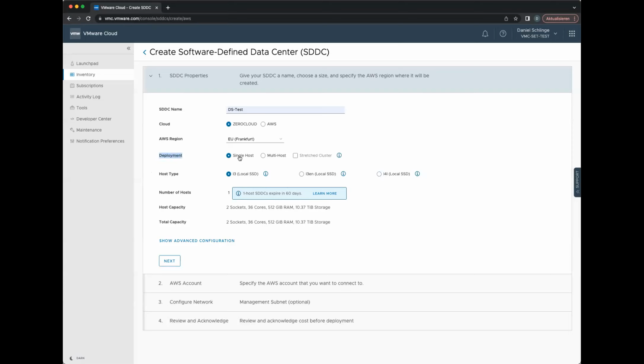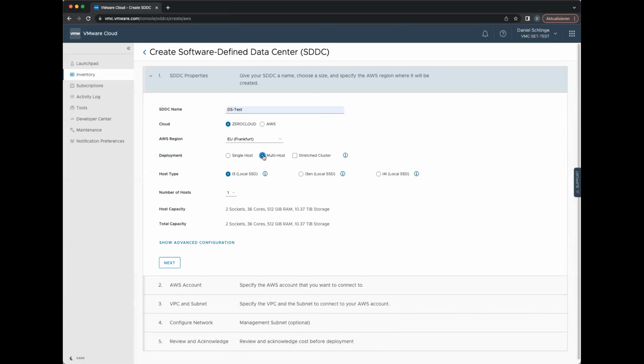The deployment type is single host at the moment, but we can also do a multi-host. Multi-host means we can deploy one, two or more hosts, and you also see the total capacity rise here. As Ralf mentioned, the stretched cluster is for customers or workloads that want a higher SLA and want to stretch between AZs in AWS. For example, if you want a stretched deployment in Frankfurt, this will stretch between AZ 2 and 3, or 1 and 3. So you have to stretch your workloads between those.